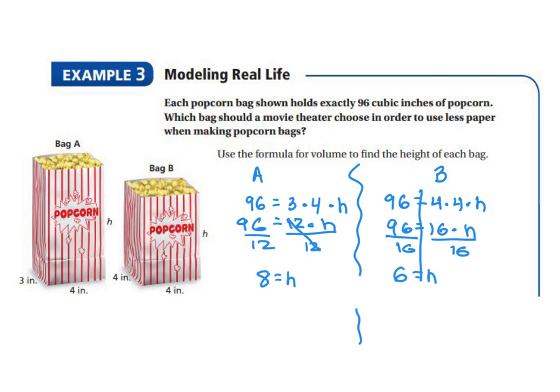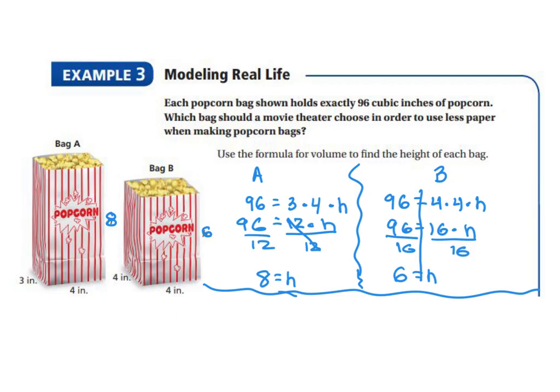So now that we have this information, we want to know which bag is going to use less paper. Go back to your prior knowledge. We just need to find the surface area now, don't we? Because we know that the height is 8, and we know the height of the shorter bag is 6. So now let's find the surface area of each, and we'll be able to figure out which bag uses less paper.